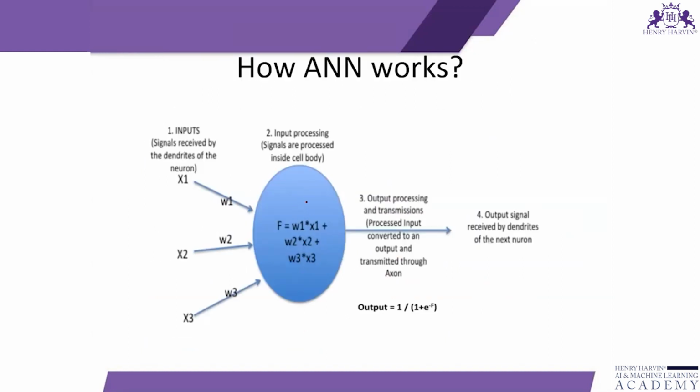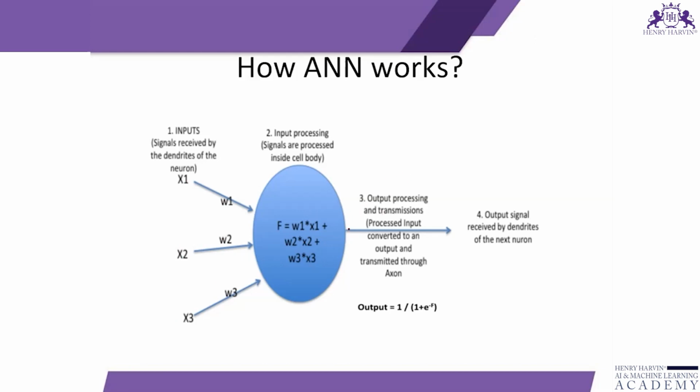So let us consolidate all the points now, how an artificial neural network works. Say we have three inputs. Just for an example, I'm considering three inputs now, x1, x2, x3. Say the weights are w1, w2, w3. So what are inputs? These are the signals received by dendrites of the neuron. And these inputs are passed, right? So here the input processing happens. The signals are processed inside the cell body. So what is happening over here? F is equal to W1 X1 plus W2 X2 plus W3 X3.